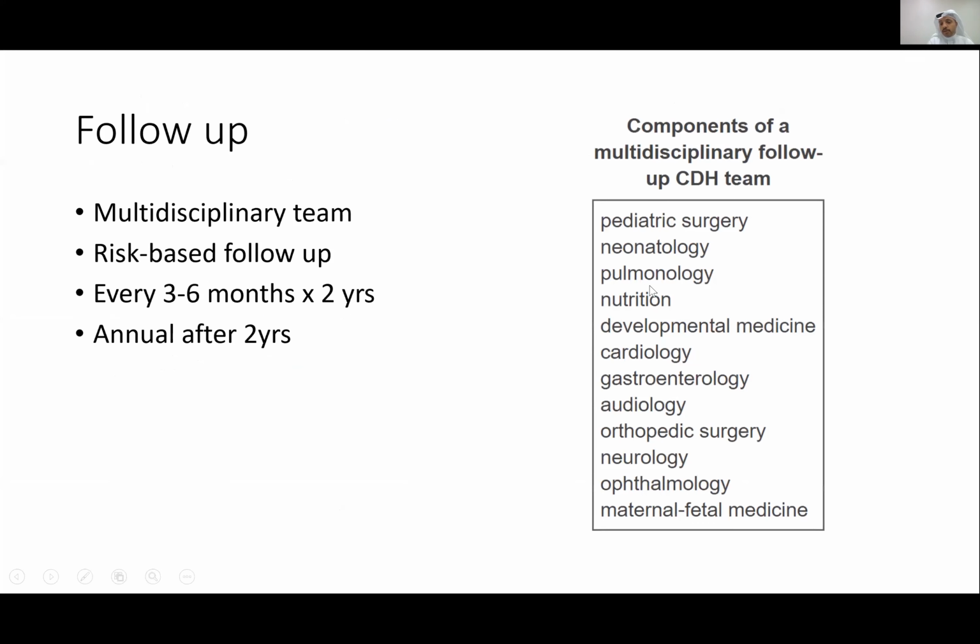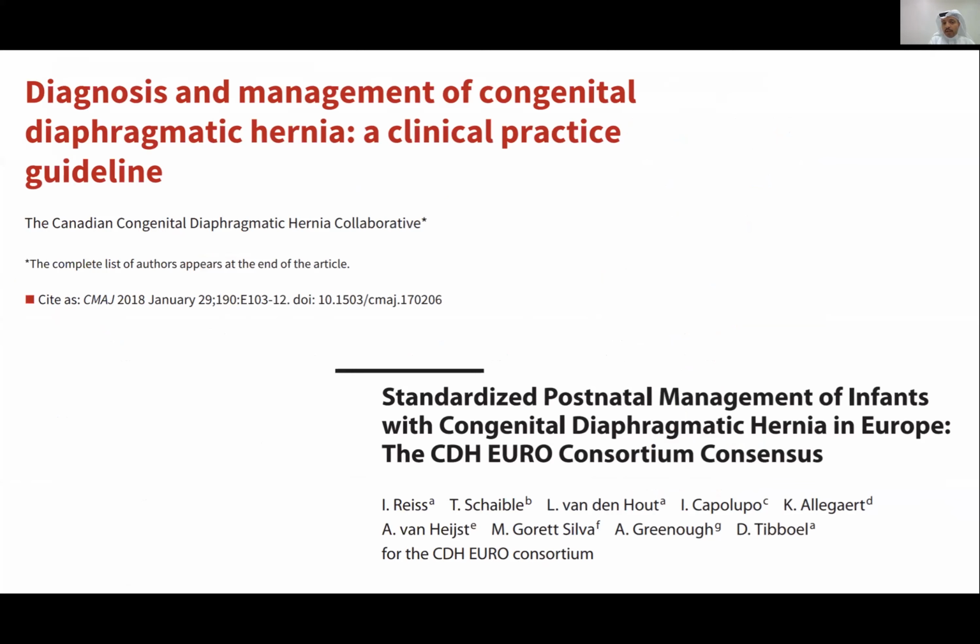This is a nice table that I'll leave you to read at home from the American Academy of Pediatrics, suggesting how to follow CDH patients at certain times and what you should be asking for. I highly recommend you look at these two papers. These are clinical practice guidelines from the Canadian group and European group. They basically summarize the best evidence to manage CDH patients. I have incorporated most of the guidelines and recommendations in my presentation, but if you want more details, you can go through them.